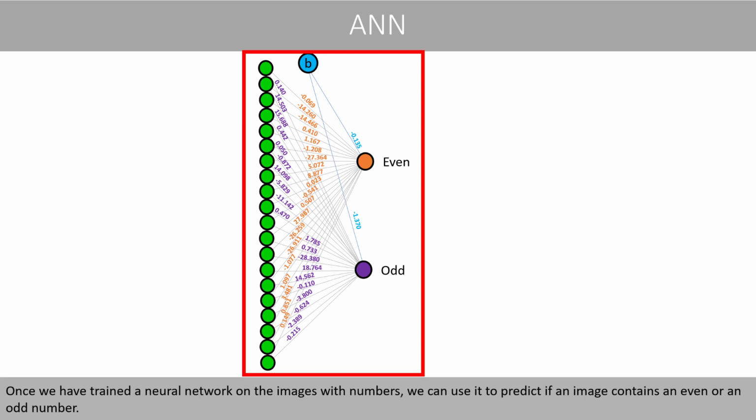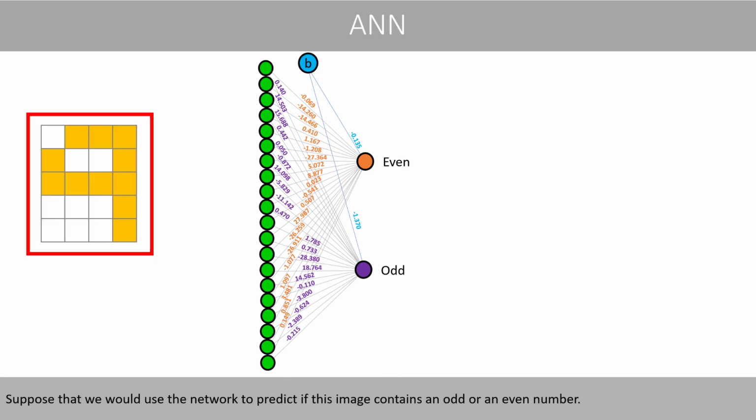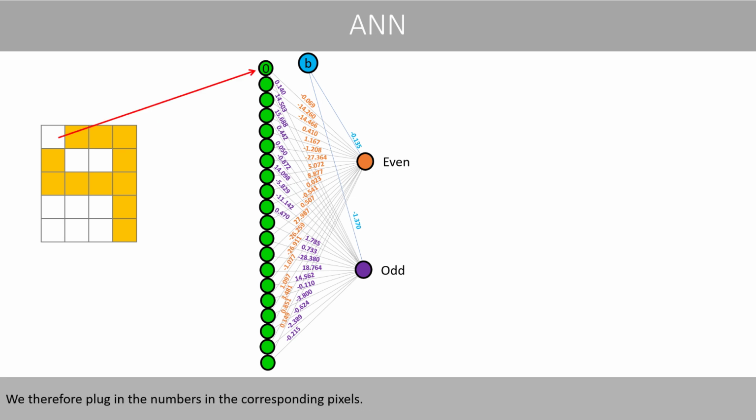Once we have trained a neural network on images with numbers, we can use it to predict if an image contains an even or an odd number. Suppose that we would use the network to predict if this image contains an odd or an even number. We therefore plug in the numbers in the corresponding pixels.